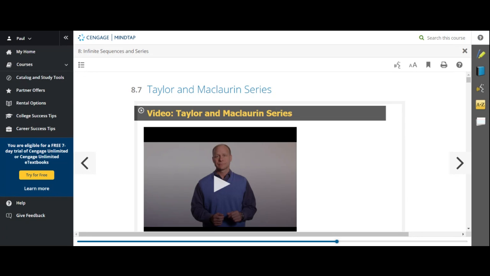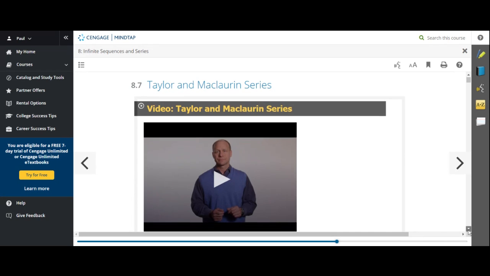Okay, so the Taylor and Maclaurin series in section 8.7 are an approach developed by Brooke Taylor, who lived from 1685 to 1731, and Colin Maclaurin, who lived from 1698 to 1746. It's a technique that allows you to take any differentiable function, meaning you can take any number of derivatives, and write it as a power series. So how does this work?